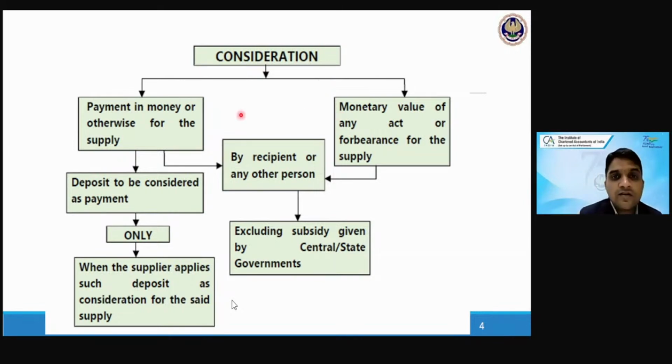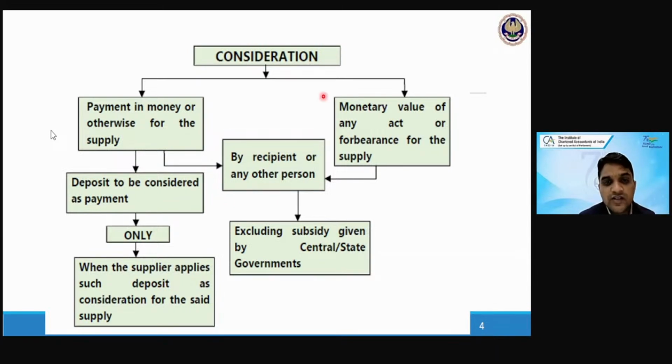Okay. So consideration is payment in money or otherwise for the supply by recipient or any other person, and it includes a monetary value of any act or forbearance for the supply, which can be paid by the recipient or any other person. And deposit is considered as payment only in a case when the supplier applies such deposit as consideration for the said supply, and it excludes subsidy given by the central government or state government. This is the definition of consideration.